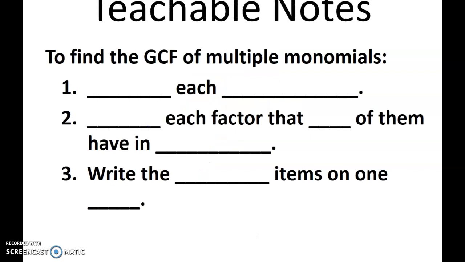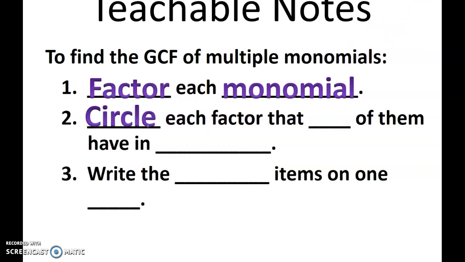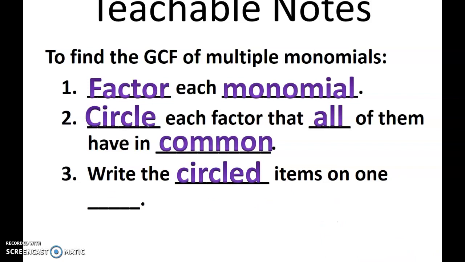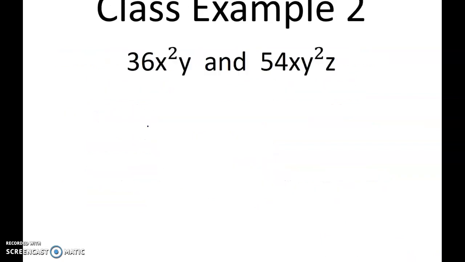So to find the GCF of multiple monomials, first you're going to factor each monomial. Then you're going to circle each factor that all of them have in common, the greatest common factor. So the one that they all have in common. And then you'll write the circled items on one line. So let's look at this example. You can turn your notes over.